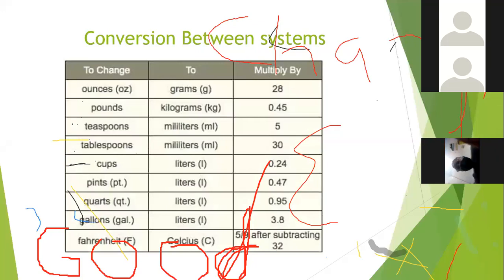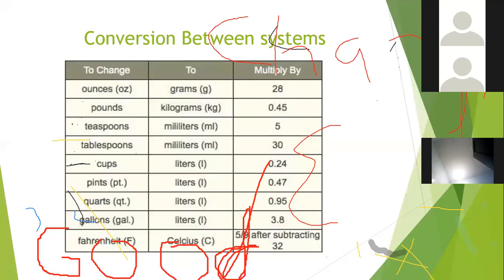You can do conversion between systems, especially when I was discussing the special considerations you have to take in pediatric patients, in the aged. Sometimes you just have to do conversion between systems. Drugs can come in one system and you want to use another system to administer the drug. For example, when you see a drug coming in ounce and you want to change it to gram, you multiply simply by 28. To change a teaspoon to milliliters, you multiply by 5. To change tablespoon to milliliter, you multiply by 30.